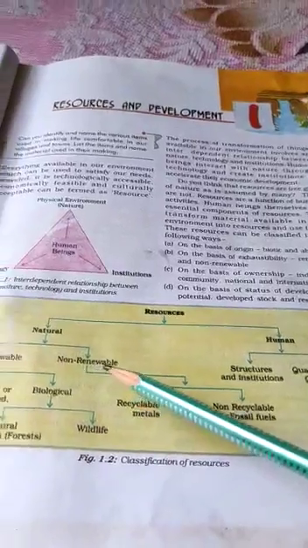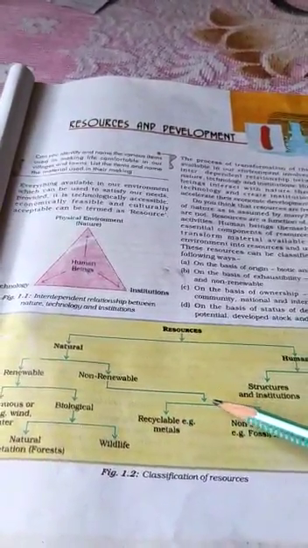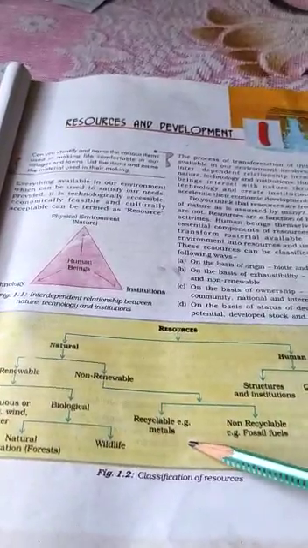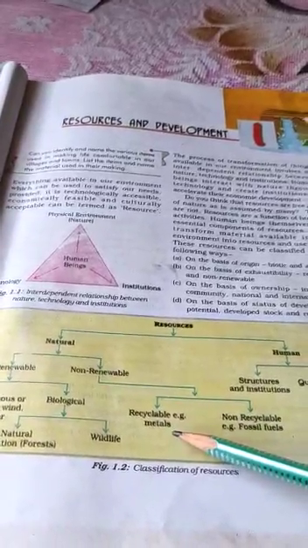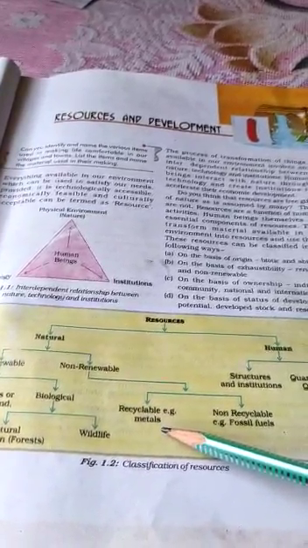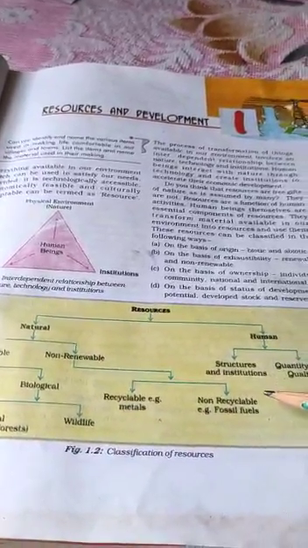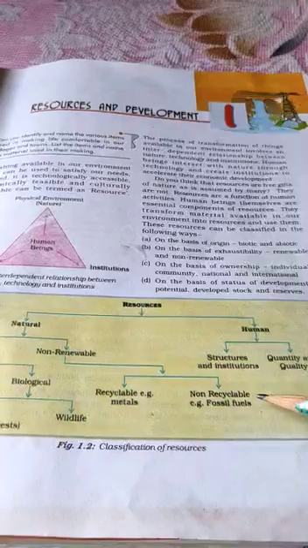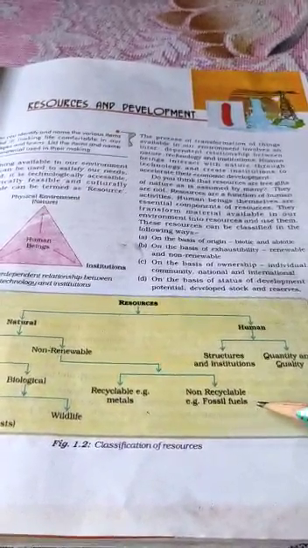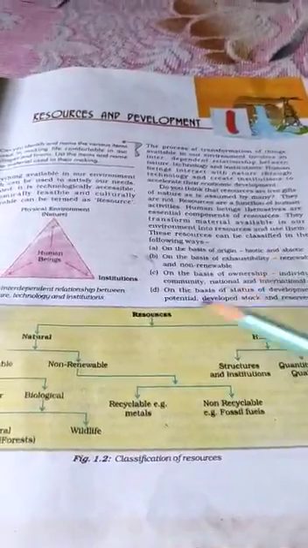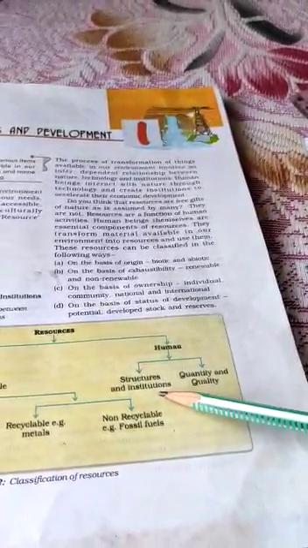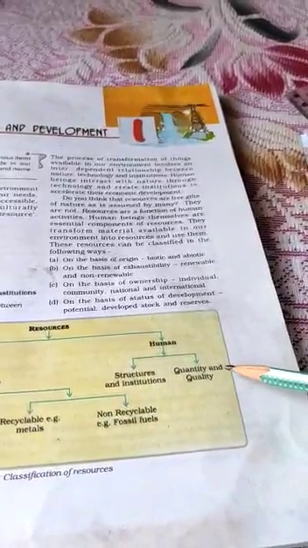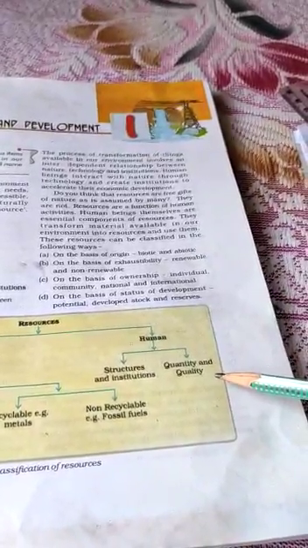Similarly, the non-renewable resources can further be divided into two parts. First is recyclable and secondly non-recyclable. Recyclable means all metals which can be recycled again and again for further use. And there are some natural resources which cannot be recycled, like your fossil fuel. The second classification of resource is human beings. It can be further divided into two parts, that is structures and institutions, and the quantity or quality of the product.